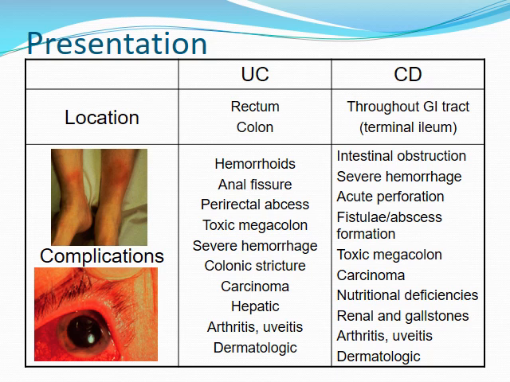Again, as we said before, ulcerative colitis is mainly confined to the rectum and the colon, whereas Crohn's disease is more throughout the GI tract. And here you can see some further complications that can happen either within the GI tract or throughout the body.